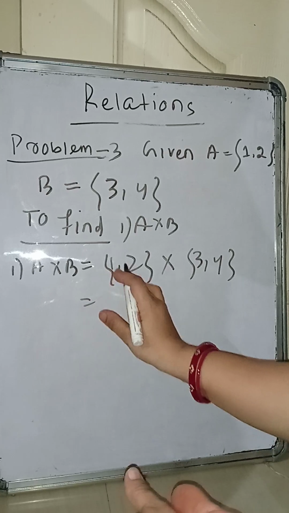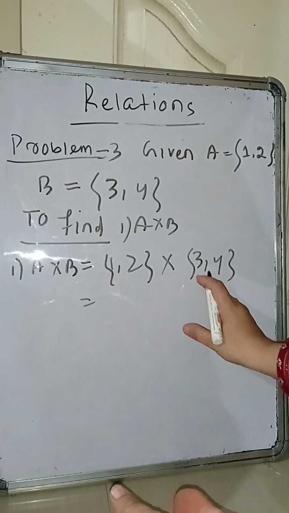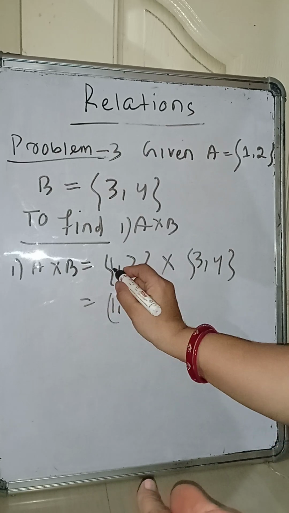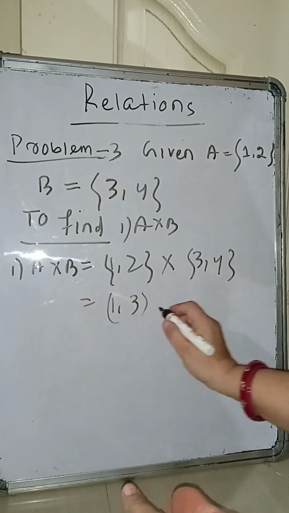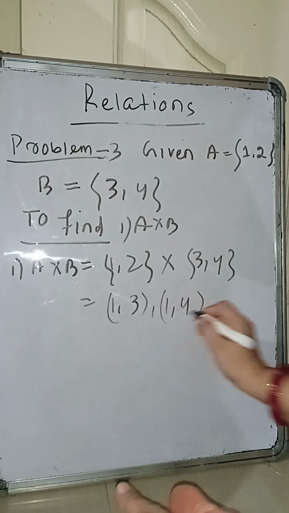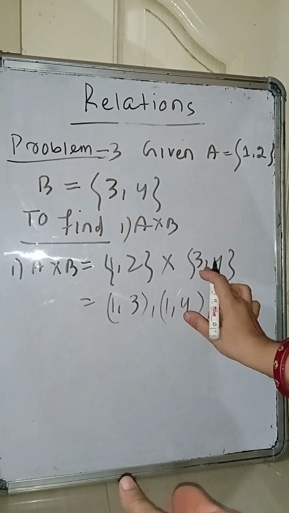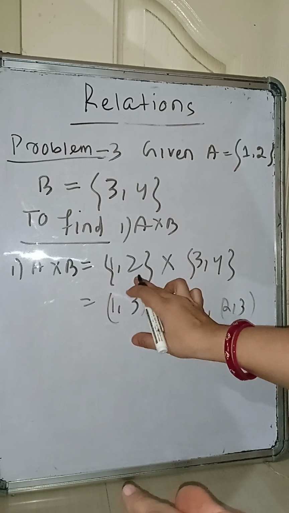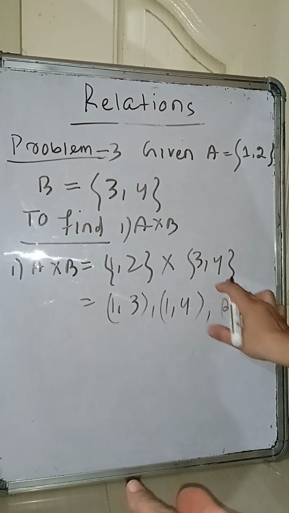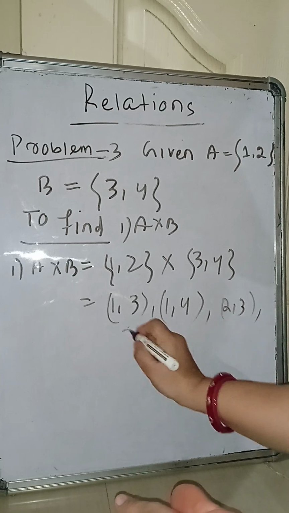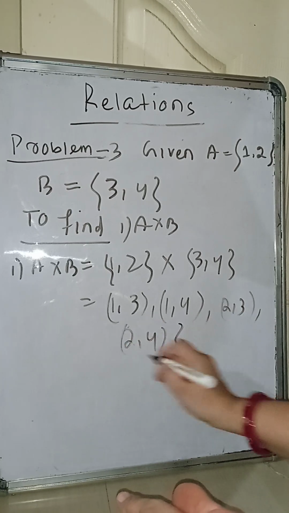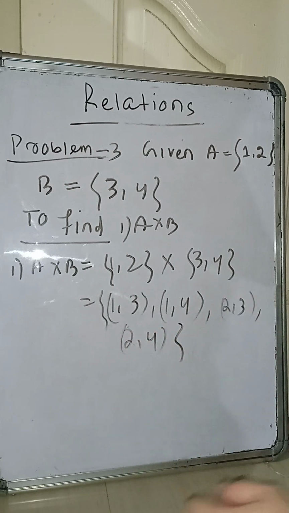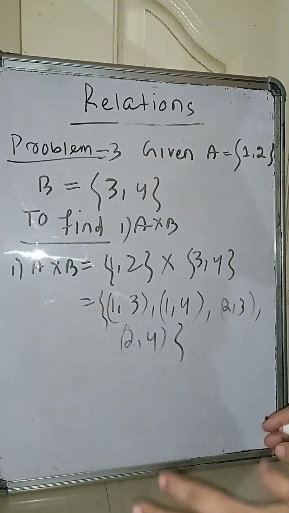So this will be: first element of the first set, then first element of the second set, (1, 3), the first ordered pair. Then first element of the first set, second element of the second set, (1, 4), that is the second ordered pair. Similarly, second element of the first set with first element of the second set, that is (2, 3). Then similarly (2, 4). So this is your Cartesian product, and this is again a set, so start with a curly bracket and end with a curly bracket. This A cross B you calculated now.